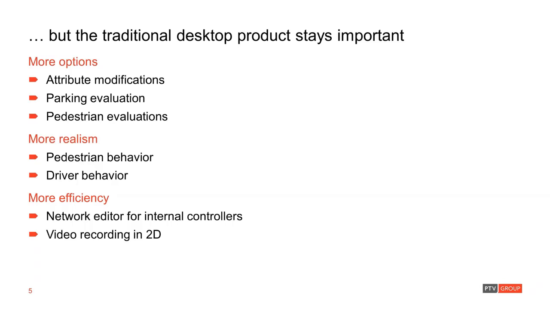The last feature I didn't mention yet is the video recording in 2D, maybe the most requested feature for a long time. I think it has a 2-digit or 3-digit number on our wish list, which contains, I think, currently about 2,000 items. So that's really an old one. So let's start with the new features which allow you to do things you couldn't do with Vissim before.